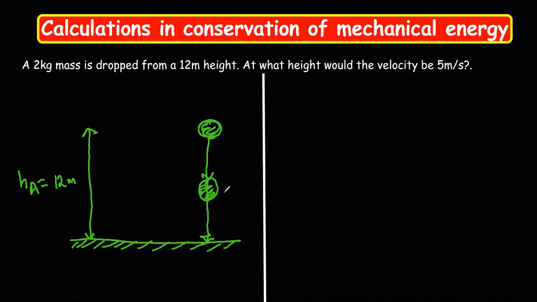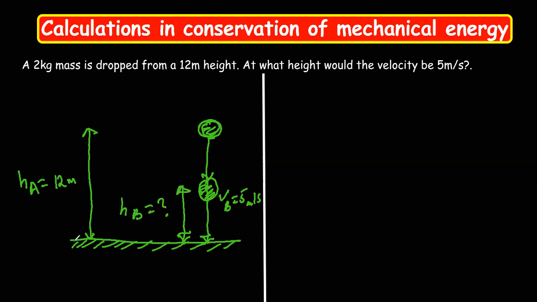Okay, what again do we need to put? So they're asking us to calculate the velocity here. Velocity B is given as 5 meters per second. So they're asking for the new height in this question, so that is this height P. We don't know it, so we shall look for it. It's missing.